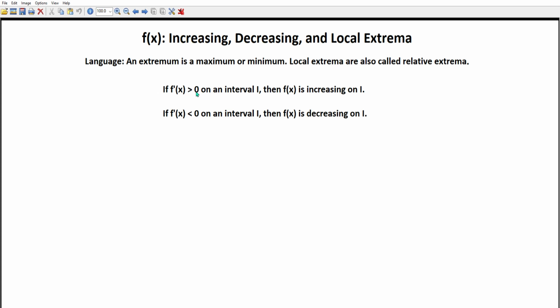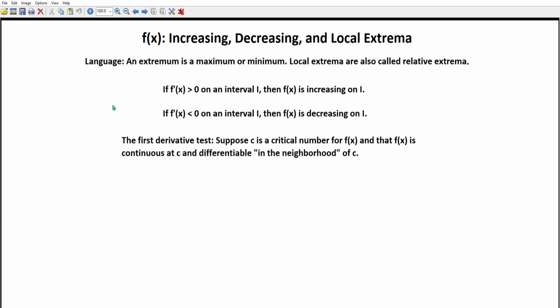If f prime of x is bigger than 0 on an interval I, then f of x is increasing on I, which means positive slopes of tangents means the function goes up. If f prime of x is less than 0 on an interval I, then f of x is decreasing on I. Negative slopes of tangents, function is going down. Now, we can use this to figure out what sort of extrema we've got.